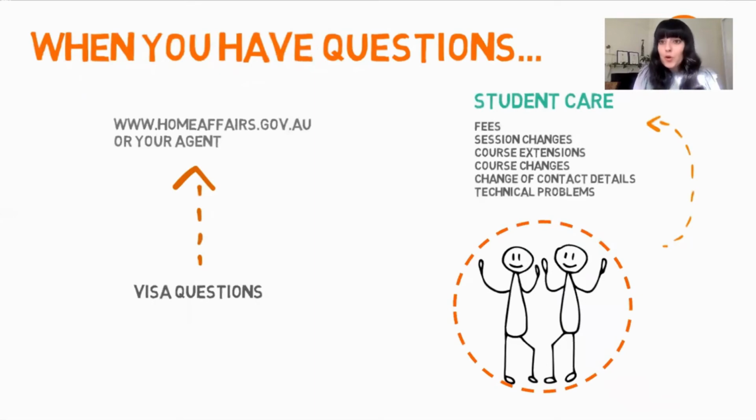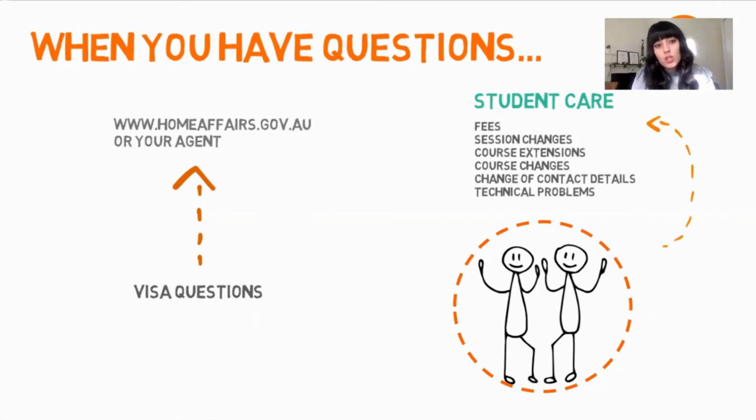Where do you go if you have questions? Okay, so you can contact Student Care. They are there to help you with questions related to fees, session changes, course extensions, course changes like the ones I just mentioned, change of contact details and technical problems. And you can contact them on our website. I'll be talking a bit about that a bit later.